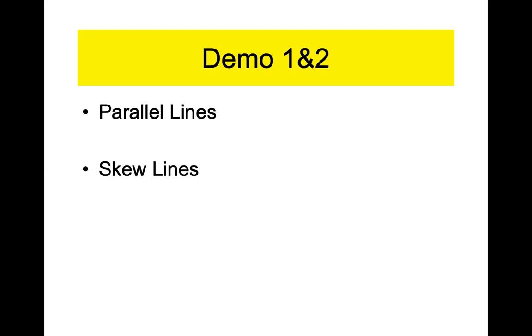Skew lines are non-coplanar lines that do not intersect. I'm going to leave it at that. They could be like this, but as soon as they're coplanar, they're either parallel or intersecting. But they're non-coplanar lines, right? But as soon as you put them like this, then they could be on one plane. All right, so we're going to be talking today about parallel lines mostly, but also skew lines as well.